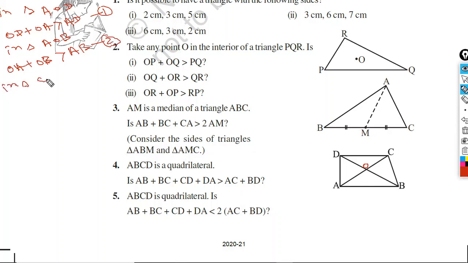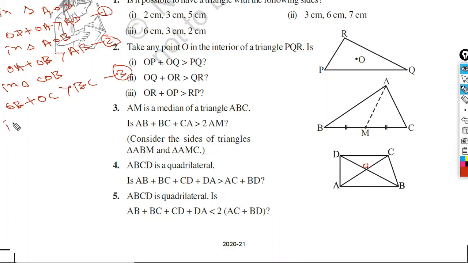In triangle COB, what do we have? Same, OB plus OC greater than BC. Statement 3. Then again the last triangle, COD.